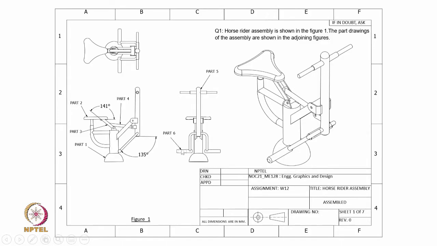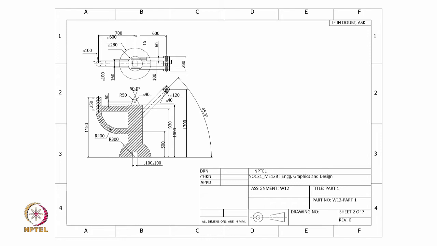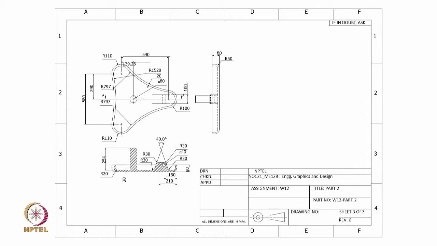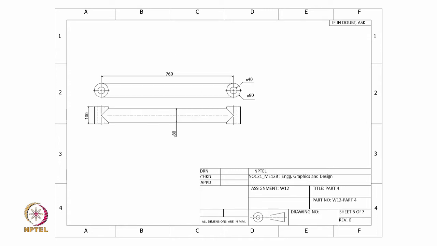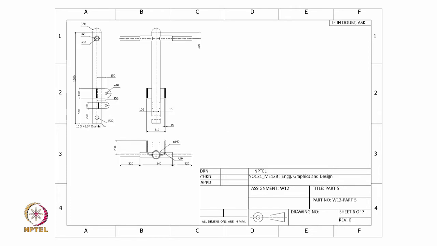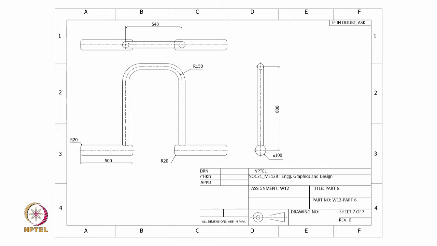So, again going back to these parts, let us see these parts one at a time. We have the base which is sitting on the ground, and then the seat where the rider sits. There are 2 links, this is link 1, a smaller link, and then a longer link. We also have this vertical handle where the person holds the machine, and lastly the leg rest.